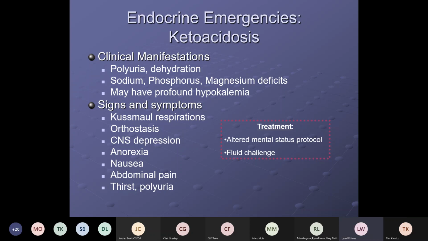Sodium, phosphorus, magnesium deficits, and they may have a profound total body hypokalemia. However, at some stages, you may find evidence of serum hyperkalemia, which you will probably want to treat. Now, signs: Kussmaul respirations. Why are they breathing deeply and rapidly? Because they're trying to blow off carbon dioxide to decrease their acidosis.